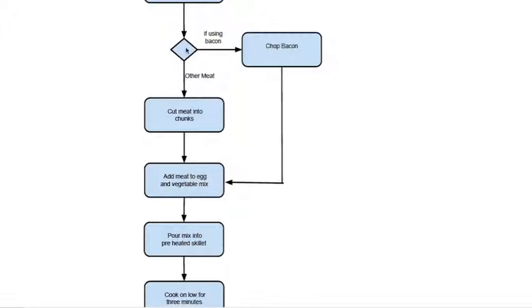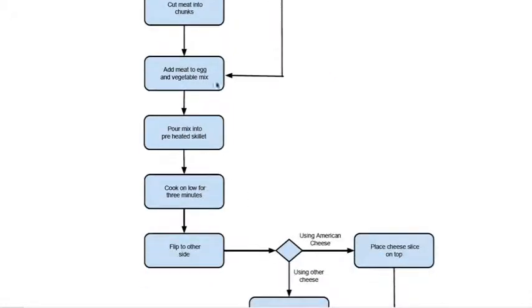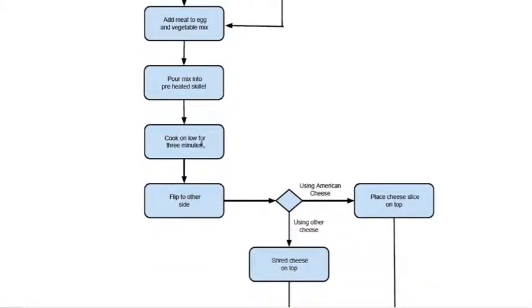Now, if we decided up here in decision 3 that we were going to chop the bacon, we would obviously skip the action of cutting the other meat into chunks, and we would automatically merge to add meat to egg and vegetable mix. From egg and vegetable mix, we move to pour mix into preheated skillet. Once we do that, we then merge to the action of cook on low for 3 minutes.